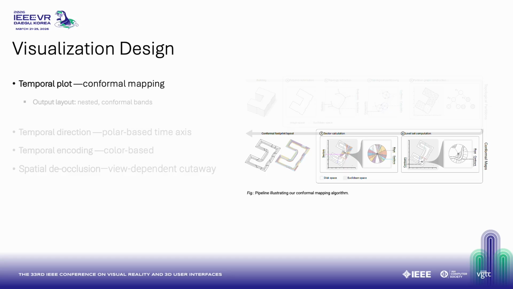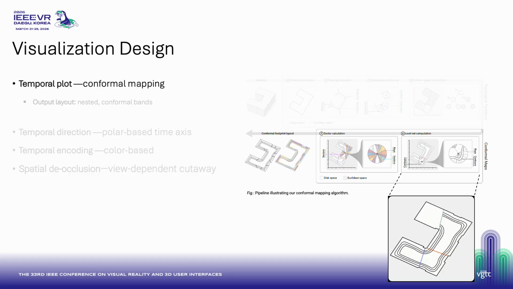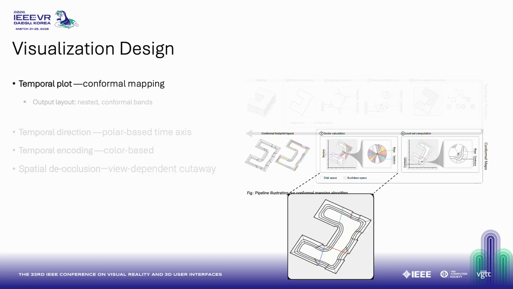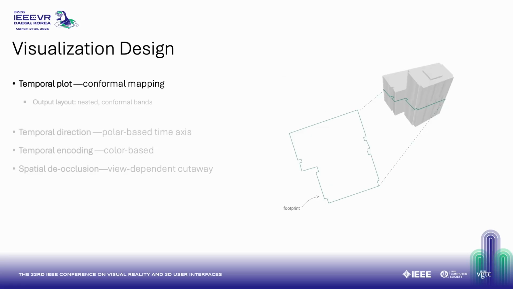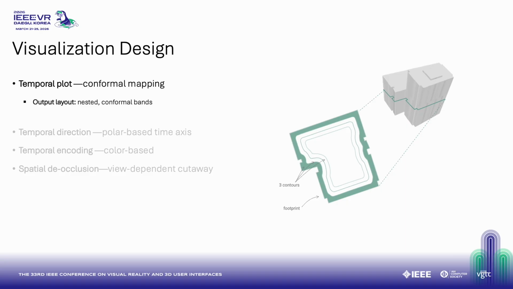Each conformal map consists of two main components: level sets representing distances from the footprint boundary, and sector curves that segment the different building facades. For a building footprint like the one shown in this example, the conformal mapping algorithm generates a geometric layout consisting of multiple nested bands. This example has 3 bands. The bands are not only nested, but also conformal as they approximate the shape of the building footprint.